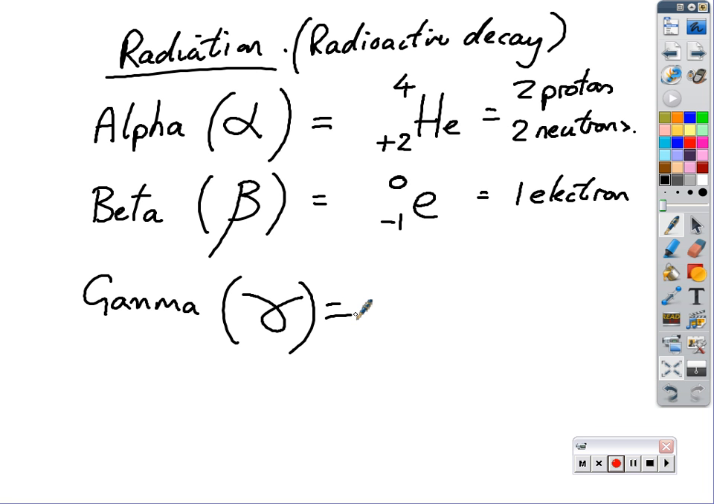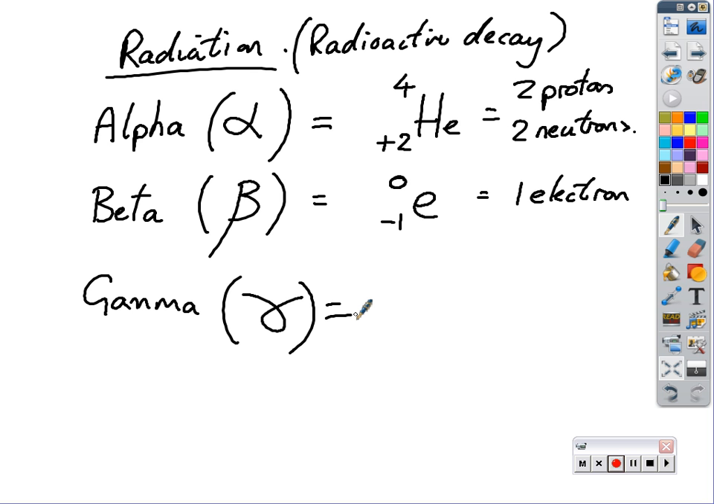Now, gamma radiation is a wave, it's a packet of energy. It's actually very similar to a photon, because a photon is on the electromagnetic spectrum. A photon is a packet of energy. So a gamma wave is a packet of energy. If it's releasing a packet of energy, there's no loss of actual particles from the atom. So although it's decaying, if it releases gamma there's no actual change to its structure. So you'll find that gamma doesn't often get released on its own. It often gets released with beta or alpha at the same time.